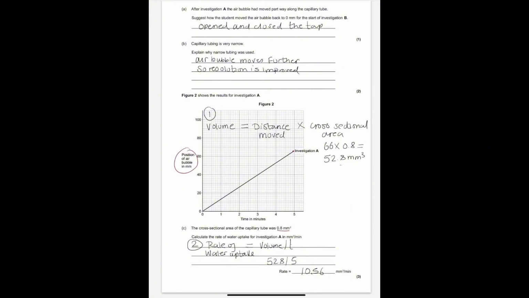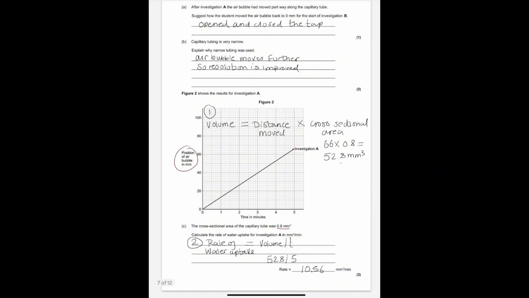Now, the second step is to work out the rate of the water uptake. So all we're going to do here is the volume, which is 52.8, divided by 5, because you can see the gradient for the graph here is at 5 hours, and that's going to give you an answer of 10.56, and that is your 3 marks. That is how you would do this calculation.